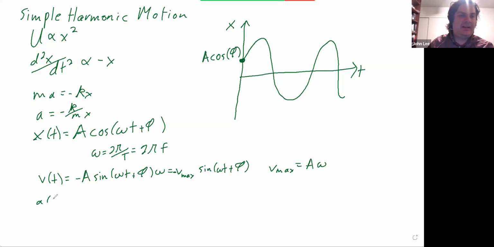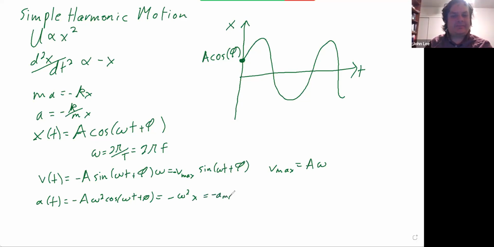And then you also have a of t equals negative A times omega squared cosine of omega t plus phi, which is equal to negative omega squared times x, which is equal to negative A max cosine of omega t plus phi, where A max is equal to A omega squared.